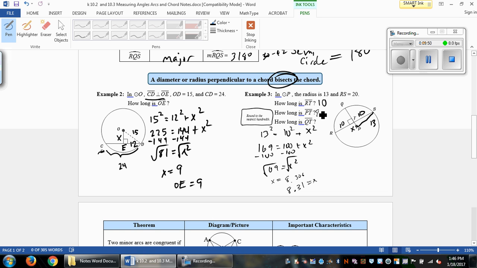So we've got 8.31. And in order to find QT, we'll call it Y, we have to do that Y is equal to 13 minus X. X was the 8.31, so Y is equal to 13 minus 8.31, and that comes out to be 4.69. And those are those answers.